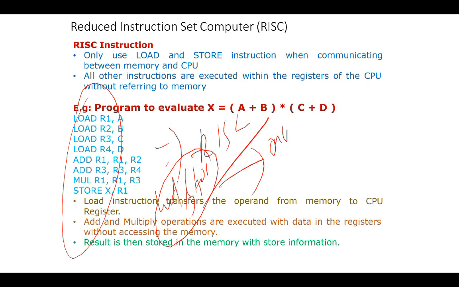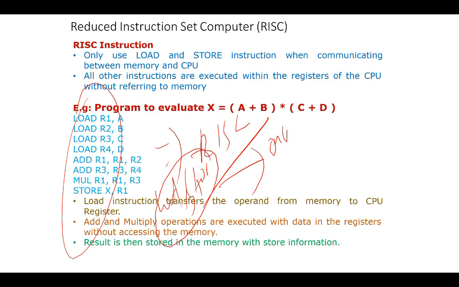Here we take the example x = (a + b) * (c + d). These are the RISC program instructions. First, load the value of a from memory into a register R1. Next, load the value of b into the register R2. Then load the value of c into the register R3. Next, load the value of d into the register R4.